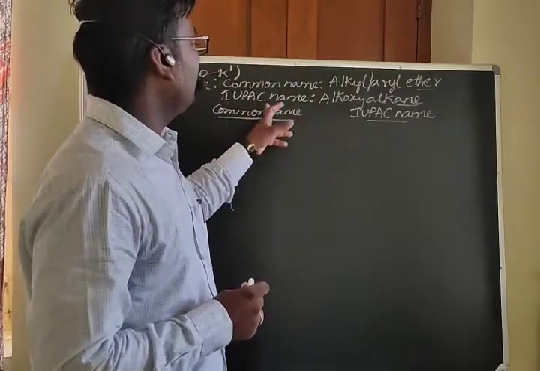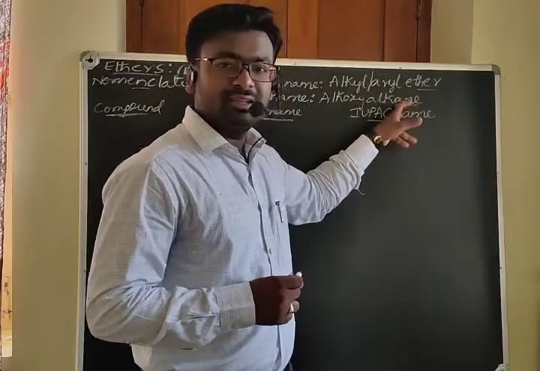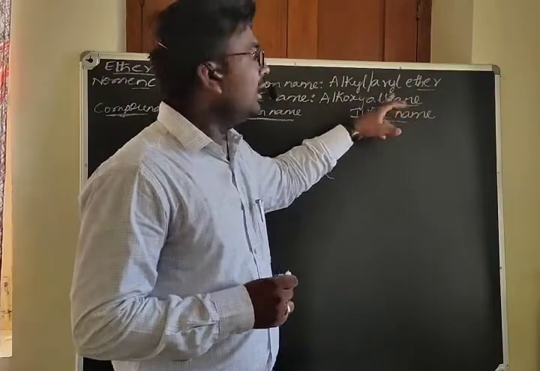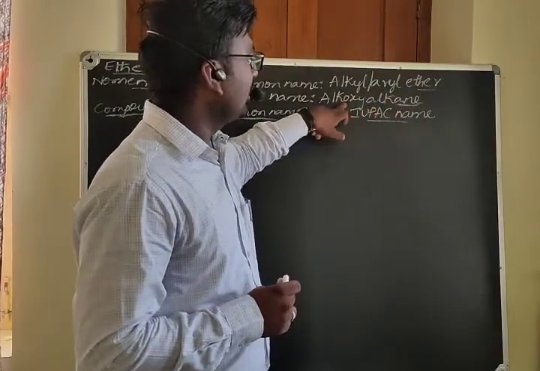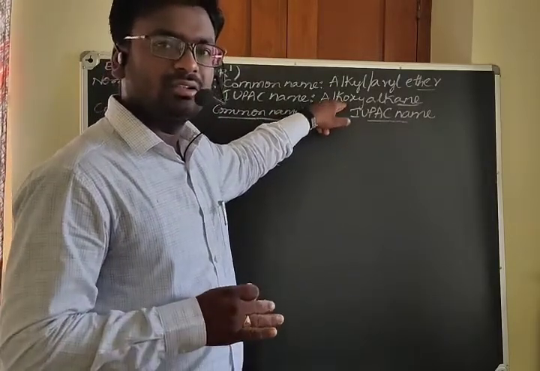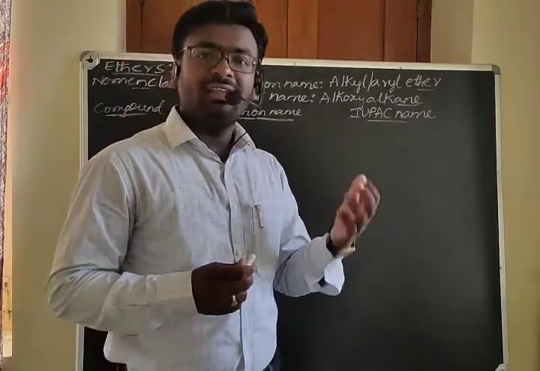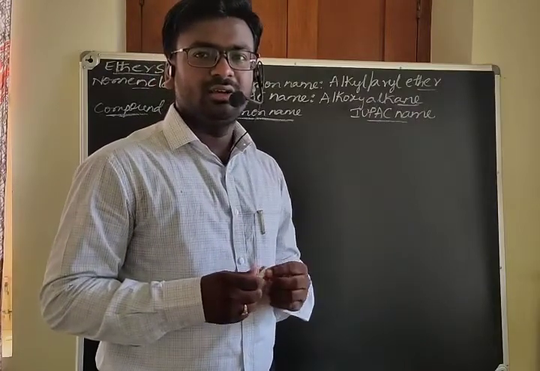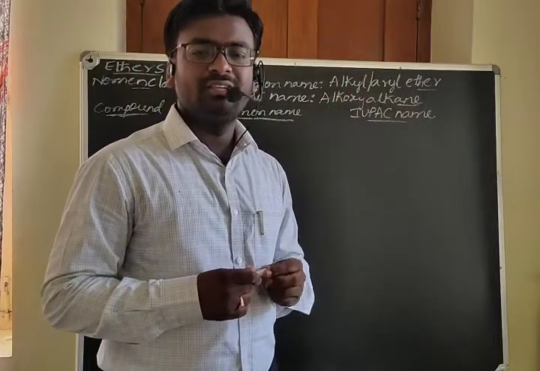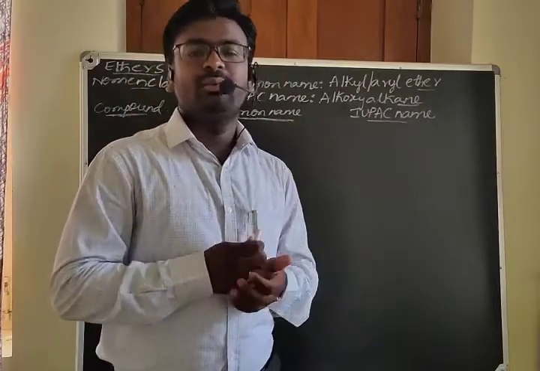In the IUPAC name we take this as alkoxyalkane. Alkane is a hydrocarbon, and at the end you are getting the hydrocarbon. The oxygen and alkyl group together are called alkoxy. Alkyl plus oxygen is alkoxy. Similarly, if a benzene ring is present, we can take it as aryloxy, or else phenoxy, phenoxyalkane. It all depends on the number of carbon atoms in the alkyl group and the benzene ring.